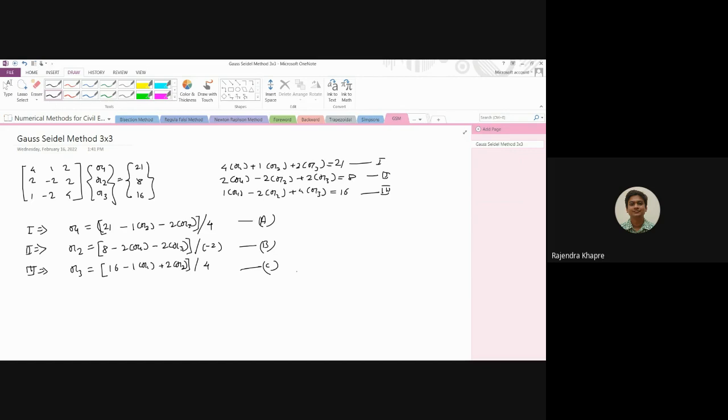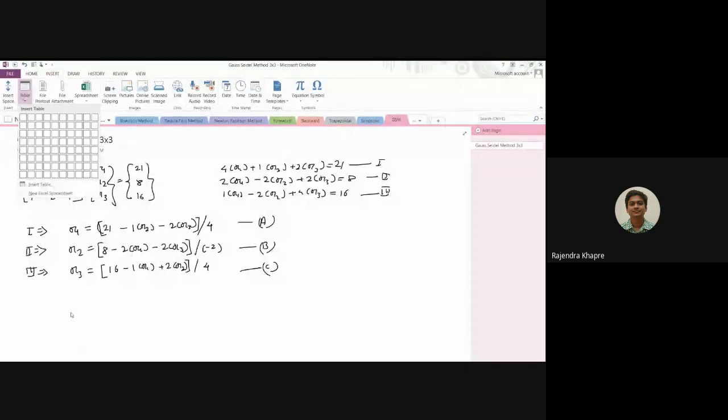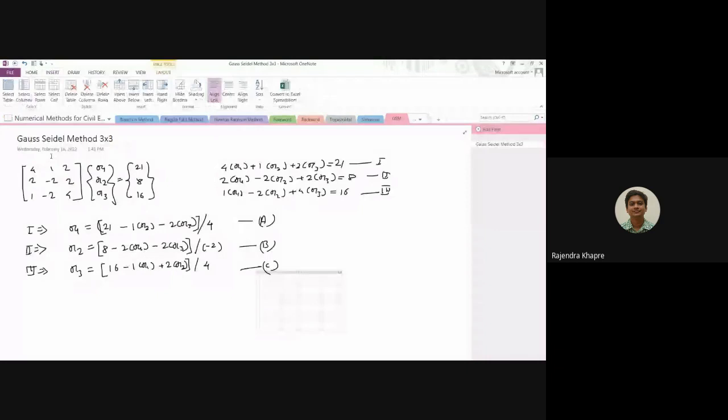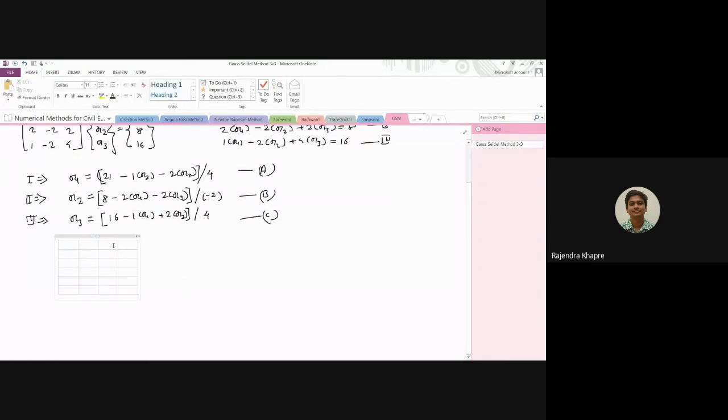Now using these three equations, you can start with the Gauss-Seidel method. Let me use a simple table for this, because with the help of a table it becomes easy. Let us say I have inserted this table over here. Let me increase the font, otherwise the values will not be visible.